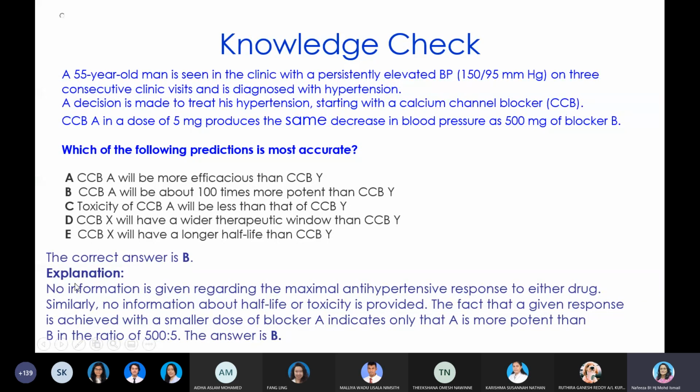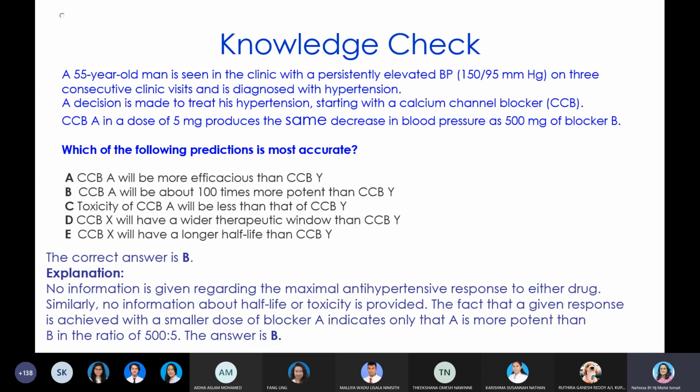Now, we cannot say anything about the other options because no information is given regarding the maximal antihypertensive response to either drug. Similarly, no information about half-life. We don't know the half-life. We don't know the safety margin. We don't know the therapeutic window. We don't know the toxicity. No information is provided, so you don't know. The fact that a given response is achieved with a lower dose of A indicates that A is more potent than B.